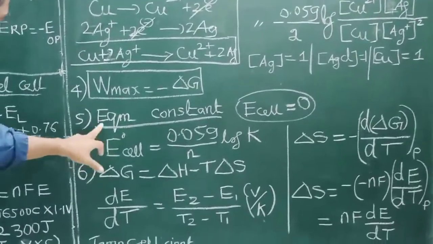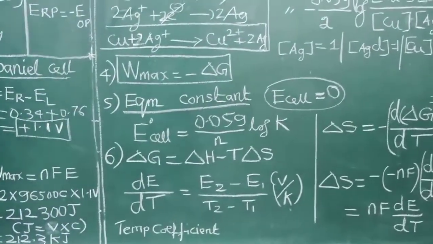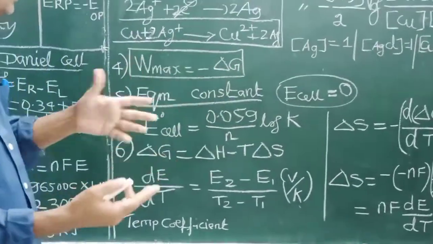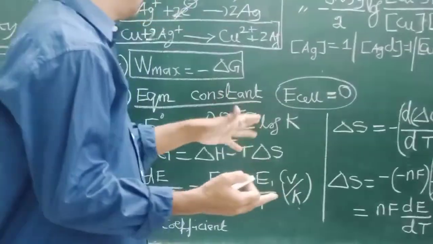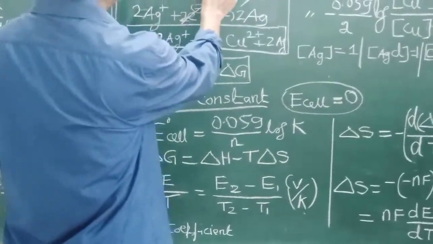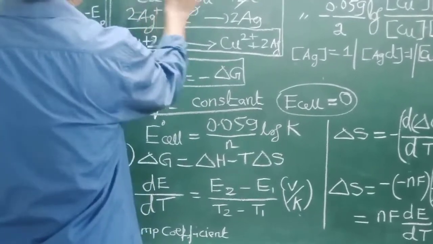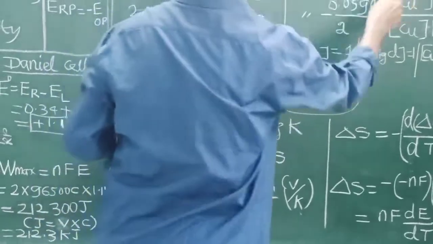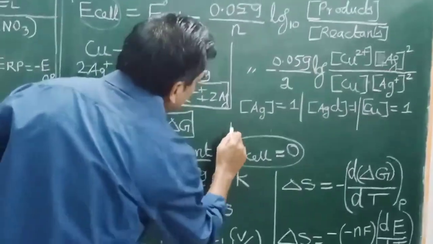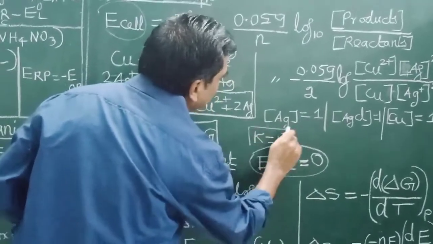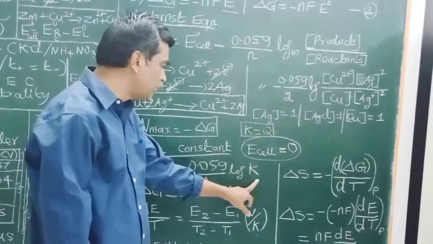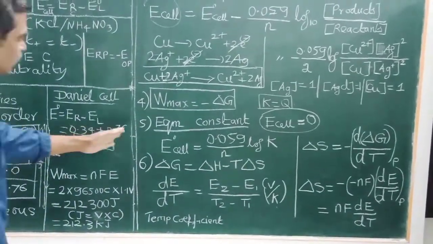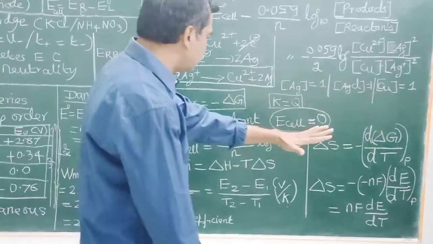So, how can the equilibrium constant be calculated from the EMF of the cell, the electrode potential? At equilibrium, the cell is dead. That is, the EMF of the cell equal to 0. Therefore, you substitute 0 in the Nernst equation. If you put 0, then E0 cell equals 0.059 by n log K. In this case, K equal to Q, because this is the equilibrium condition. Under the equilibrium condition, it becomes the equilibrium constant. The equilibrium constant can be calculated from the electrochemical series. Theoretically we can calculate.